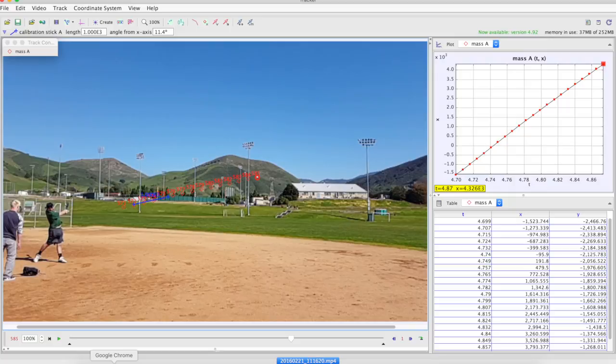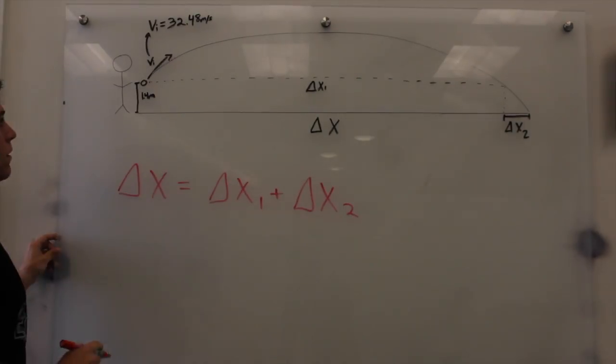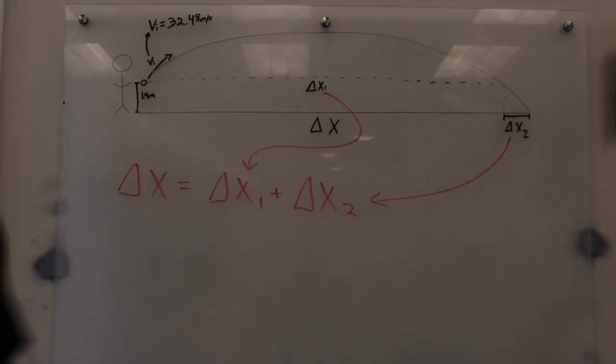By doing this, we found the initial velocity at which the bat hit the ball, which was 32.48 meters per second. We also found the angle at which the ball was hit by estimating and using a protractor stuck onto the screen, and found that it was 16 degrees. So in order to get our total distance traveled, we're going to have to add delta x1 and delta x2.